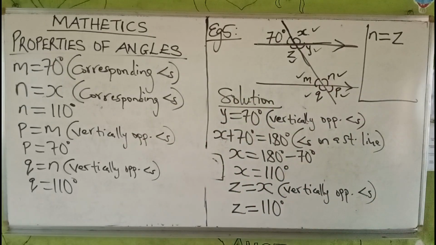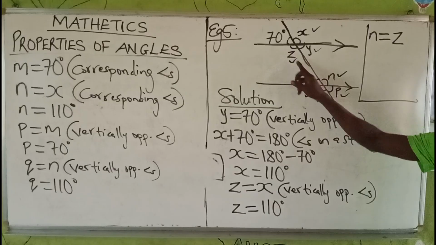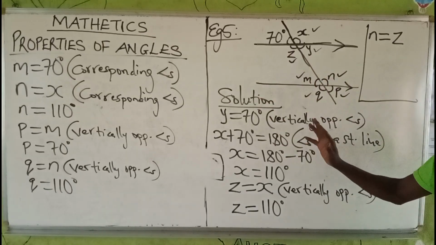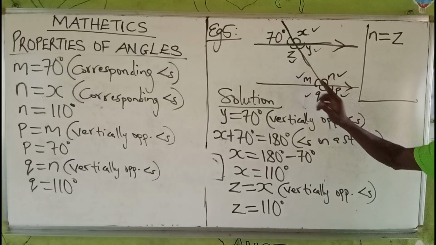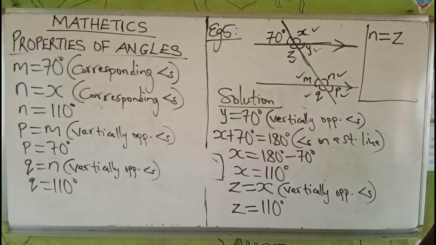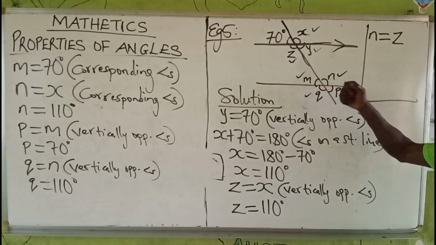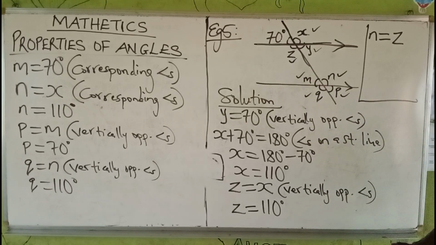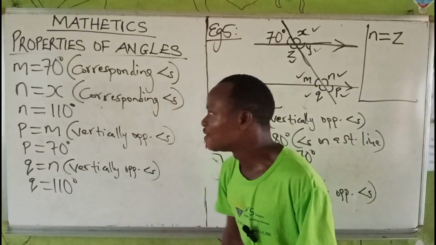We can also use that to solve for M, using interior angles of a transversal at the left-hand side this time around. They are supplementary. So Z plus M is equal to 180. Since we already know Z to be 110, our M will be 180 minus 110, and that will give us 70. The same answer we got here.